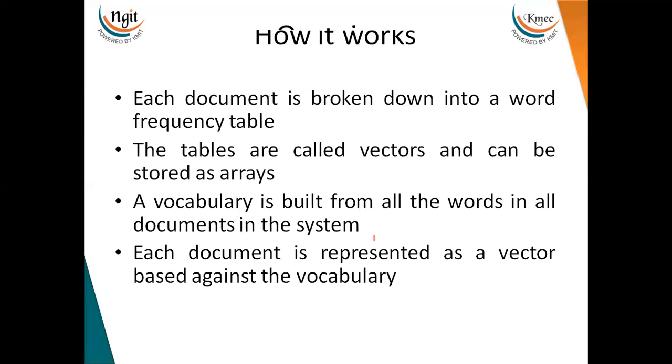Now, you know that each document is formed from a collection of words. A word may appear only once or many times. The number of times a word appears is known as word frequency. So we will develop such a word frequency table, and this table is called a vector. A vector is nothing but, in memory, it will be stored using the data structure array.